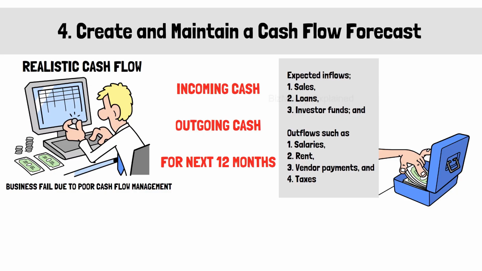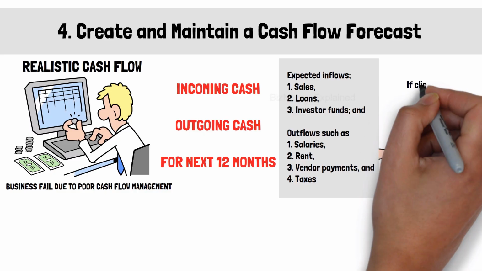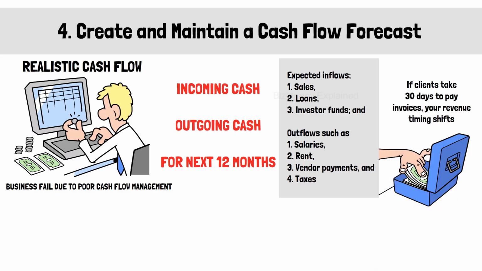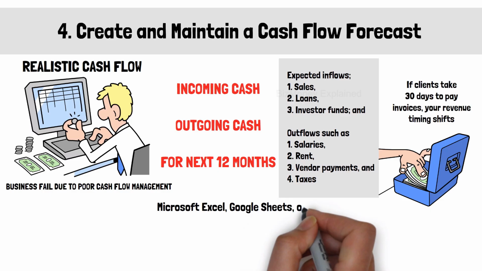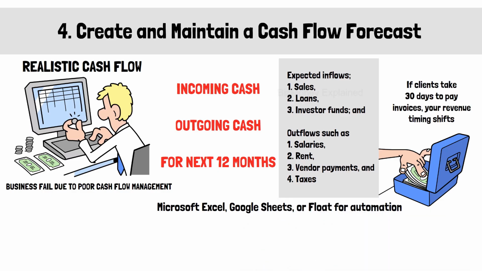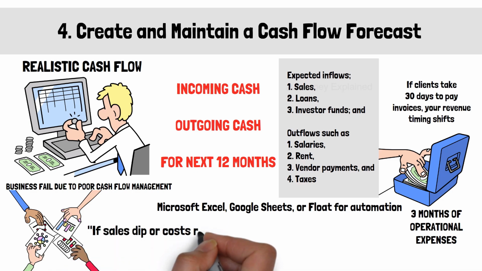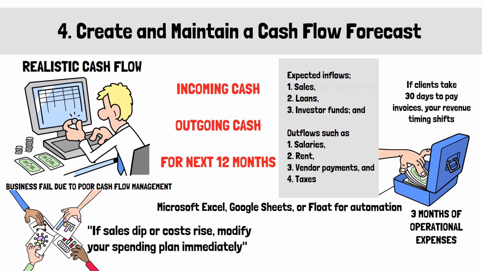Make sure to include payment timing. For instance, if clients take 30 days to pay invoices, your revenue timing shifts. Use spreadsheet templates or tools like Microsoft Excel, Google Sheets, or Float for automation. Always keep at least 3 months of operational expenses as a safety buffer. Review your forecast every month and adjust based on real data. If sales dip or costs rise, modify your spending plan immediately rather than waiting for year-end reviews.